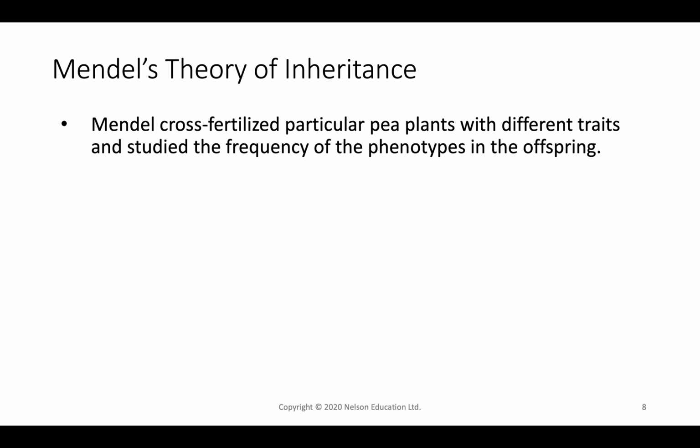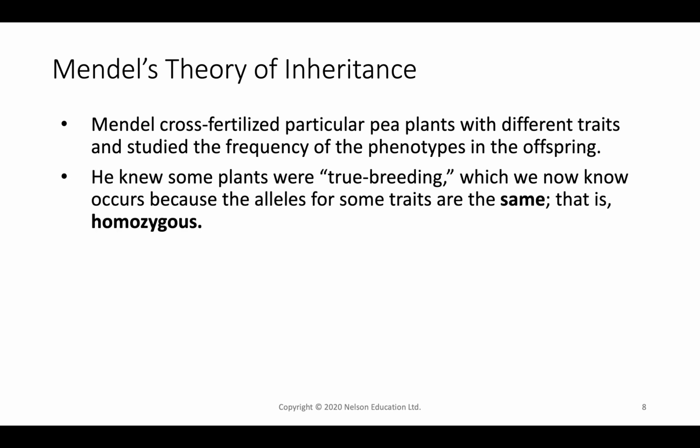Okay, so why did Mendel do this? What was his plan? His mathematics allowed us to check out exactly what percentage of each of these generations was going to display which phenotype. And he did this in such a really specific, meticulous way by cross-fertilizing specific pea plants with different traits to study the frequency of the phenotypes in the offspring.